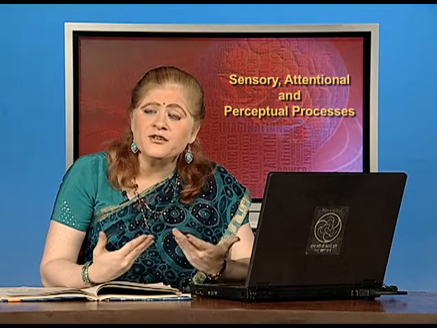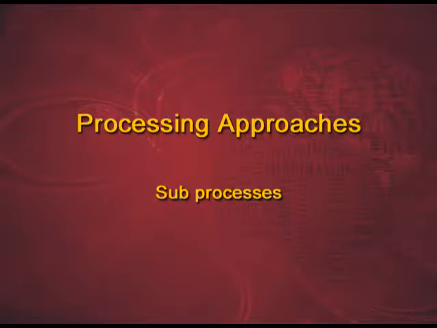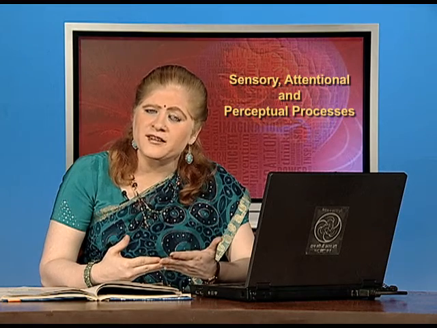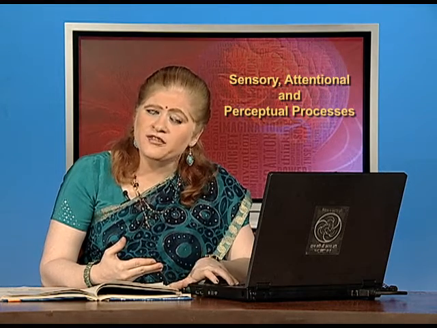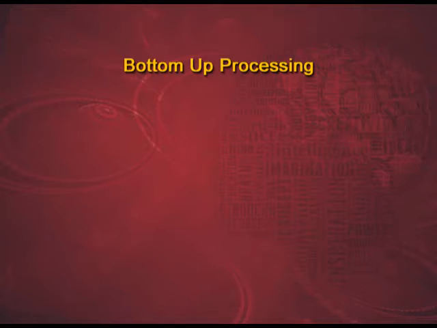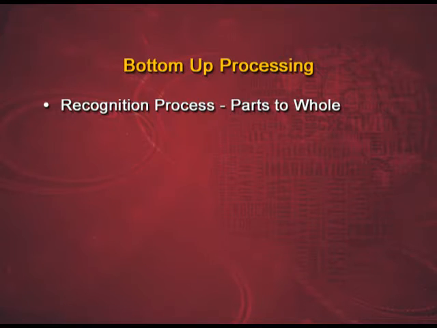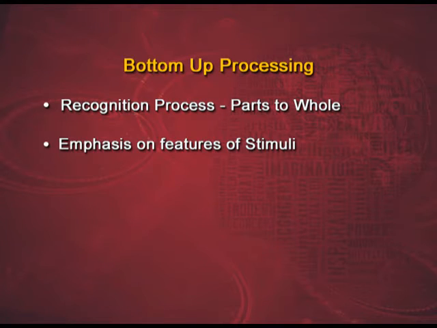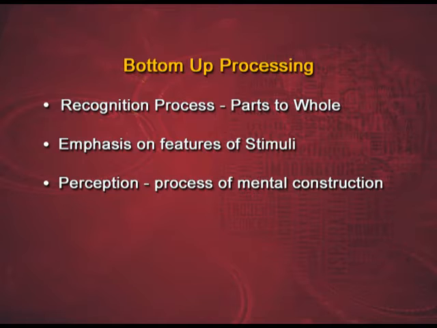So, how does this process work? It is the processing approaches. It involves a number of sub-processes. Let us deal with 2 of them. The first one is called the bottoms-up approach. This is the process in which you recognize the parts and then perceive the whole. The emphasis is on the feature of the stimuli. This is a perception process of mental construction.